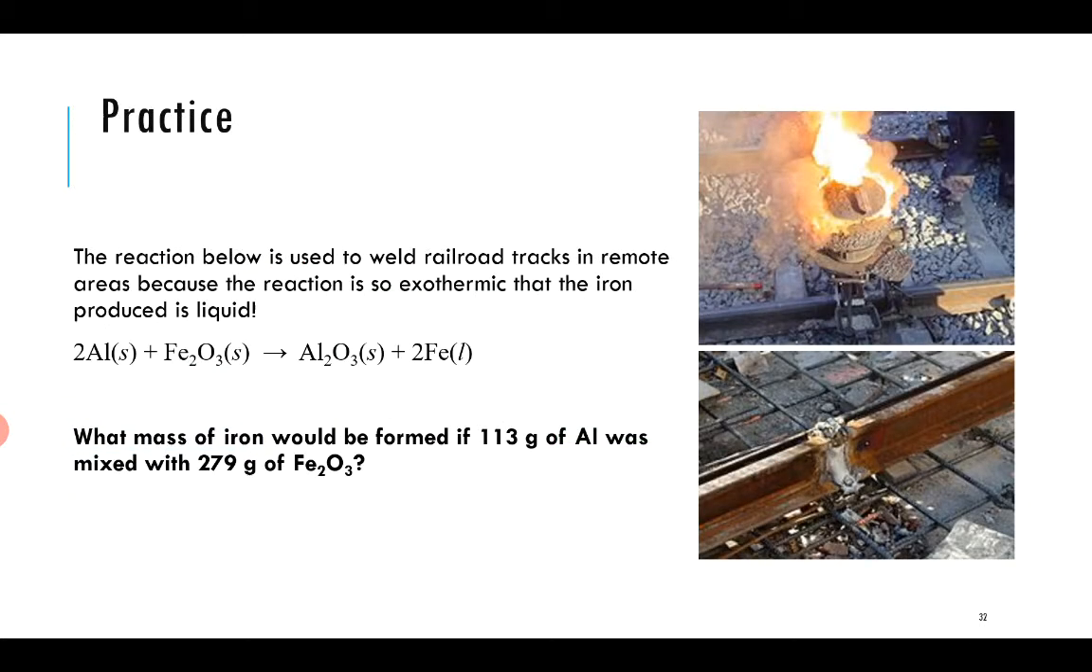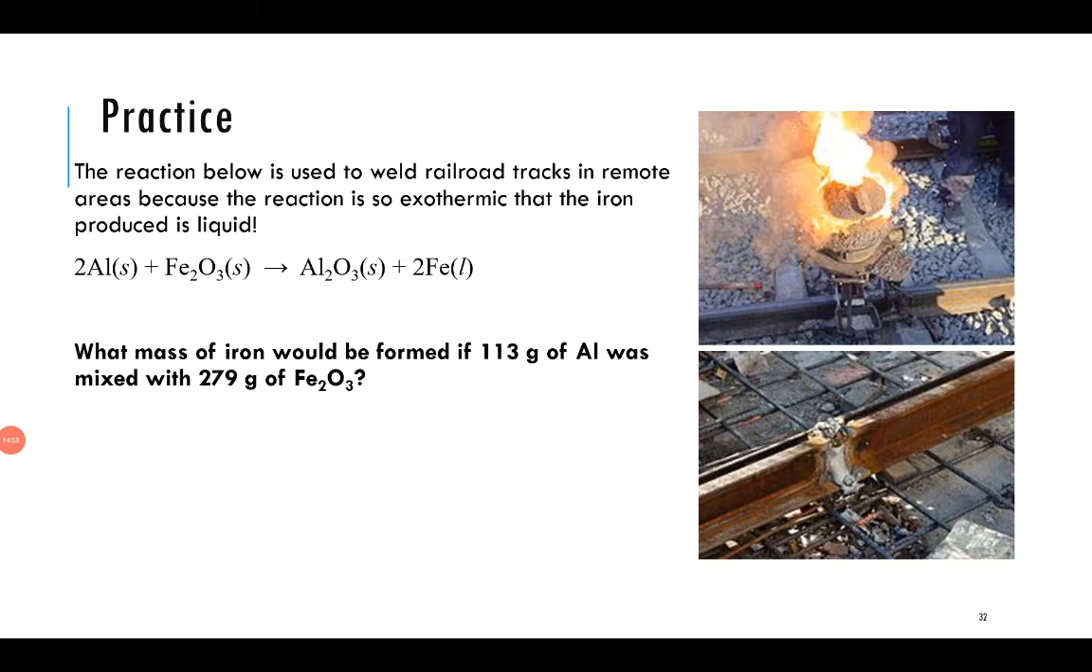All right, here is a practice problem for you. It reads, the reaction below is used to weld railroad tracks in remote areas because the reaction is so exothermic that the iron produced is liquid. What mass of iron would be formed if 113 grams of aluminum was mixed with 279 grams of iron oxide? Go ahead and pause the video and try to work that out on your own.